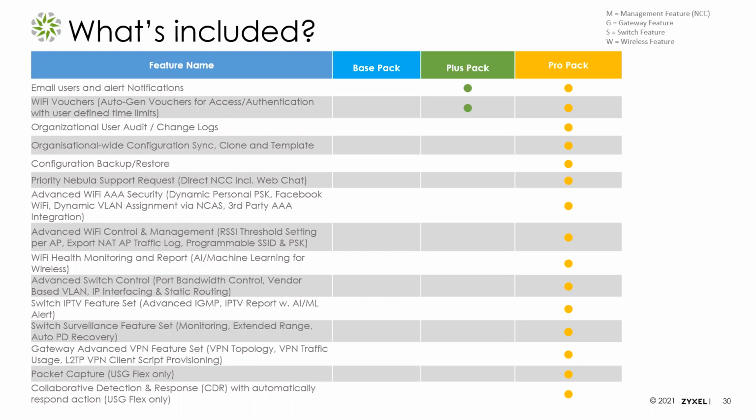Advanced Wi-Fi controls. This is sort of like an AI type thing we do, or you can manually set these settings to try to give you more control over what's going on in your wireless network. Advanced switch features, things like port-based bandwidth control, static routing, things like that. If you're using our 1350 series of switches, you do need the Pro pack to unlock those additional special IPTV features. The ability to do packet captures directly through a security gateway through the cloud is something that requires it.